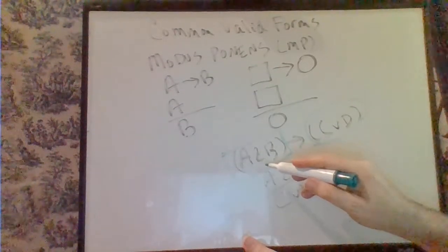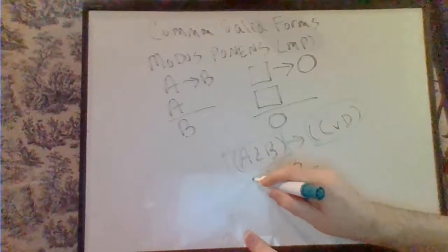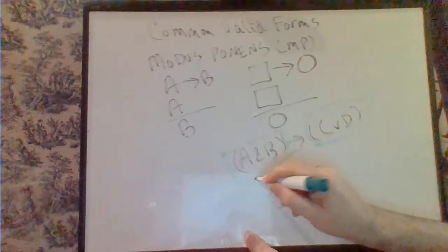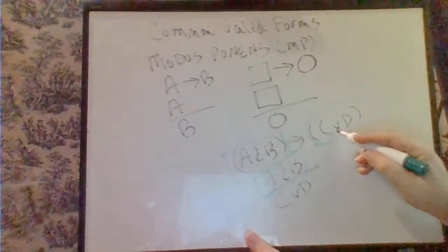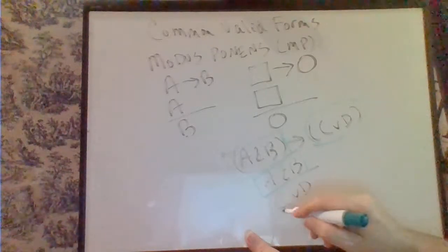Well, the square is A and B. There's A and B again. Let's make that a square. And the circle is C or D. Well, there's C or D again. Let's make that a circle.